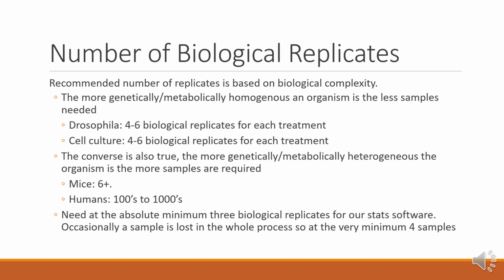The converse is also true. The more complex, genetically, metabolically heterogeneous the organism is, the more samples are required. Mice are more complex than the fly and require at least 6 biological replicates for good data. Due to the complexity of man, hundreds to thousands of samples are needed to generate useful data. Importantly, for statistical analysis software, we need an absolute minimum of 3 samples. Occasionally, a sample is lost through the process, so we always recommend a minimum of 4 biological replicates.